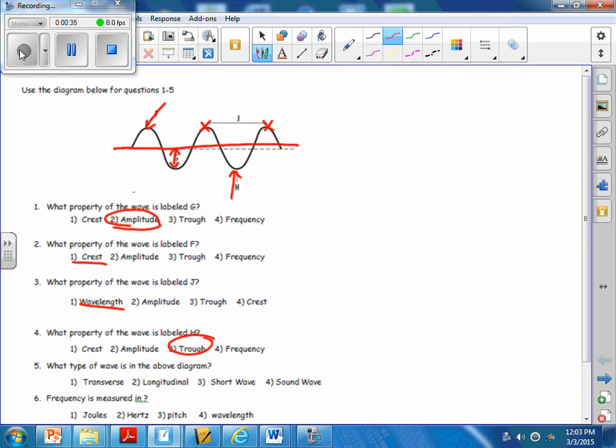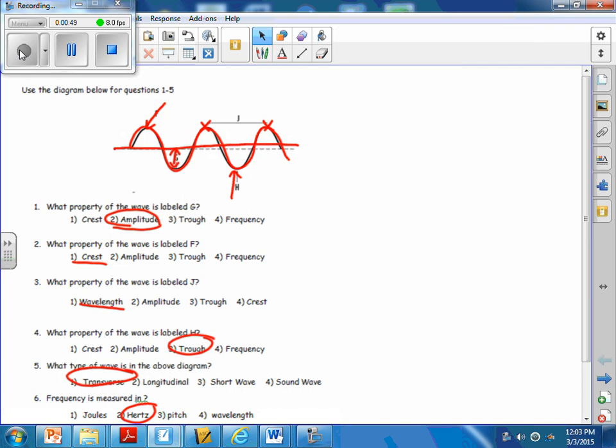What type of wave is in the above diagram? Well, the wave is showing oscillations up and down. This is going to be a transverse wave. Frequency is measured in hertz. These are all things that you had to have memorized. Let's go to the next page.